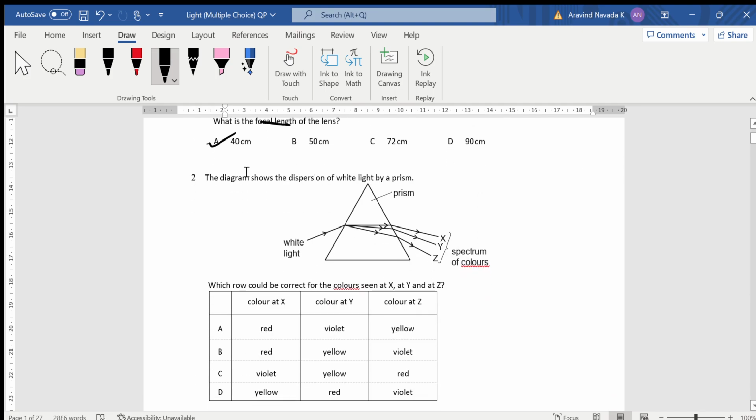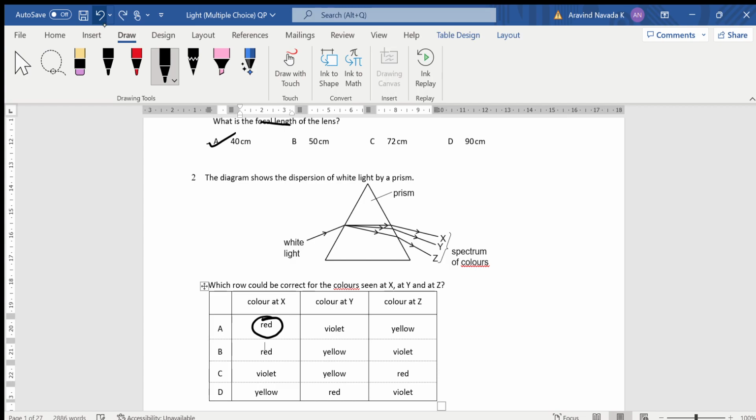Moving on to question number 2. The diagram shows the dispersion of white light by a prism. Which row could be correct for the colors seen as X, Y, and Z? Now, red light bends the least, you should know that, and violet light bends the most, right? So let's look for red. So there's red, and there's violet. Now there's no other possible answer, so we don't even need to think further. So the correct option is B.